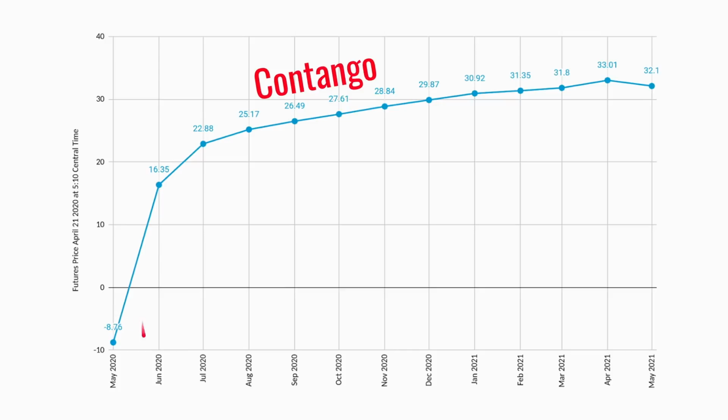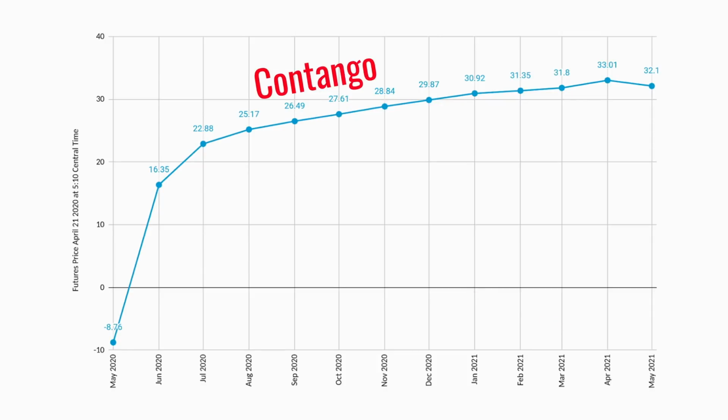This drove the front contract down into negative territory, as people were willing to pay somebody to take the contract off their hands. And it resulted in a very steep futures curve. So if we plot the May, the June, the July, the August contracts, you can see that the prices increase very steeply. And that's called contango. If the futures curve slopes the other way, that's called backwardation.